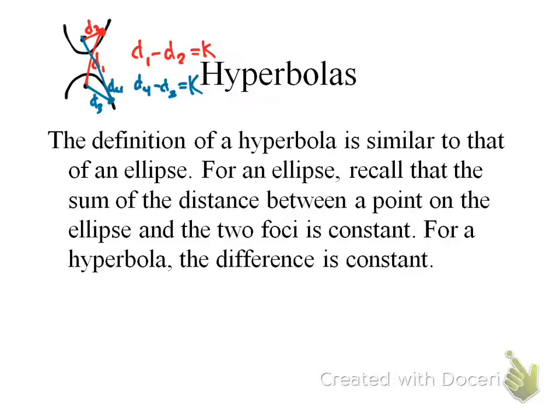So similar to the definition of an ellipse, with an ellipse it was the sum of those distances. Now it's the difference of the distances. We'll give you some sort of constant. That's kind of the formal definition. We won't do a lot with that, but it is kind of where this conic shape comes from. Any questions?